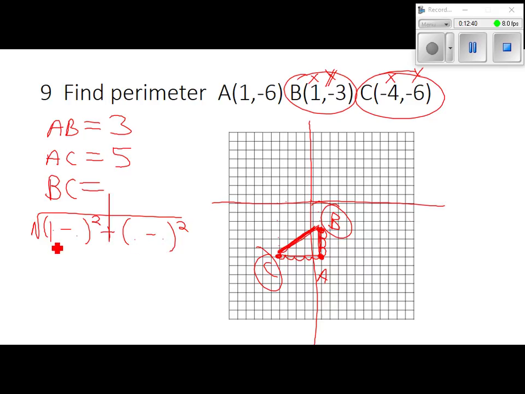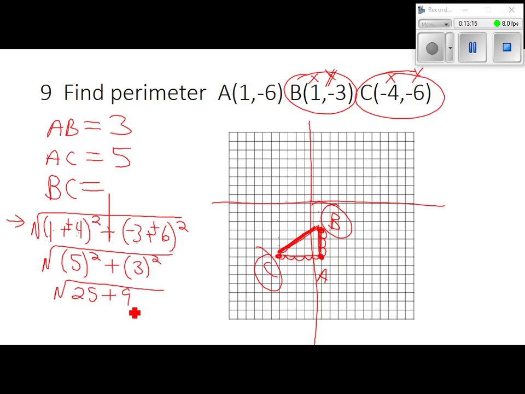So 1 minus a -4, those are our 2 X's, and -3 minus a -6. This time, both these cancel out. It won't always work that way. Then we do a little math. 1 plus 4 is 5. -3 plus 6 is 3. And again, if you have a calculator, you could have plugged it all in right here and just let the calculator do all the work for you. 5 squared is 25, 3 squared is 9. Add those together, you get 34.